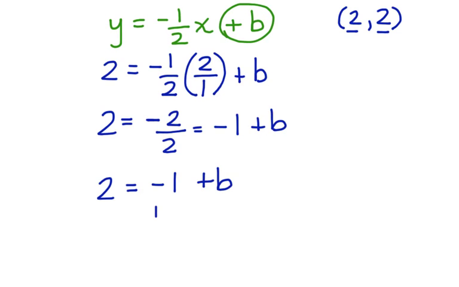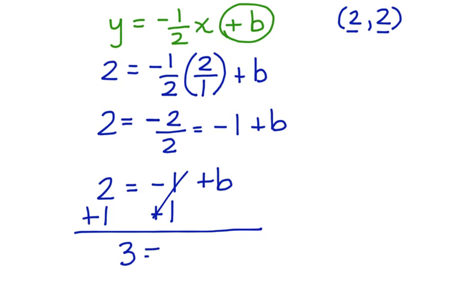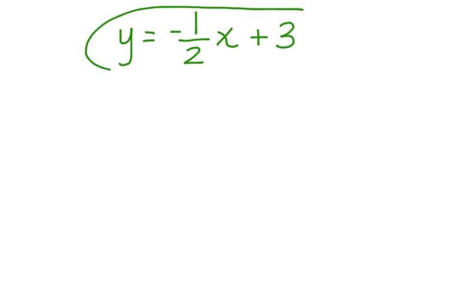Now we want to get b alone, so we can add 1 to both sides. The 1's cancel. 3 is equal to b. Now we can finish writing the equation. We have y equals -1/2 x plus 3. This is the equation for our line, and our work is now complete.